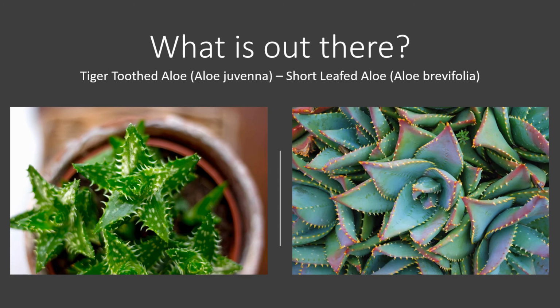We have the tiger tooth aloe, Aloe juvenna. That one is a really nice one, and you'll see different varieties of those out there. Some of them a little shorter, some longer, but a really nice one. If you like that green color of aloe instead of the bluish or the reds, that's a nice one.